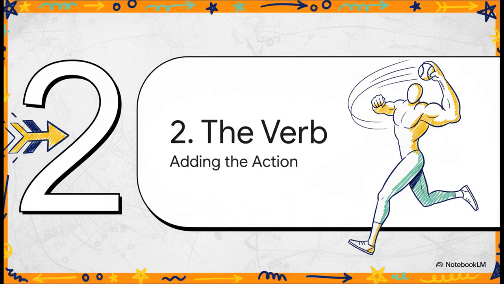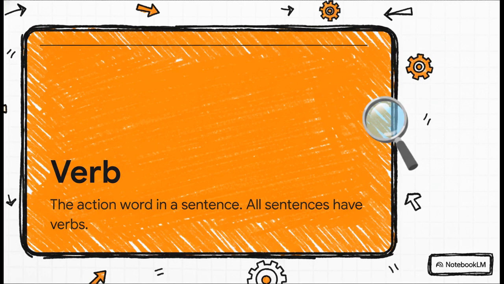Okay, so we've got our subject. But a subject all by itself is kind of just hanging out, you know? It needs to do something. It needs some action. And that brings us to the second crucial piece of the puzzle, the verb. And listen, this is a big one. It's a non-negotiable rule. Every complete sentence has to have a verb. It's the engine, it's the heartbeat of the sentence. Without a verb, nothing is happening. There's no story, no event, nothing.